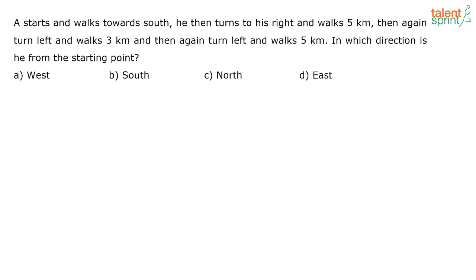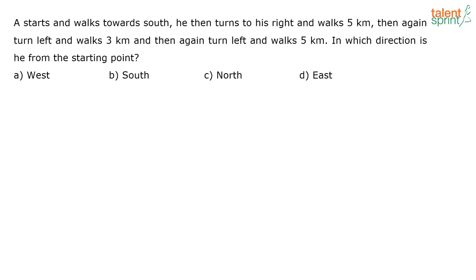A starts and walks towards south. He then turns to his right and walks 5 kilometers. Then again turns left and walks 3 kilometers. And then again turns left and walks 5 kilometers. In which direction is he from his starting point?